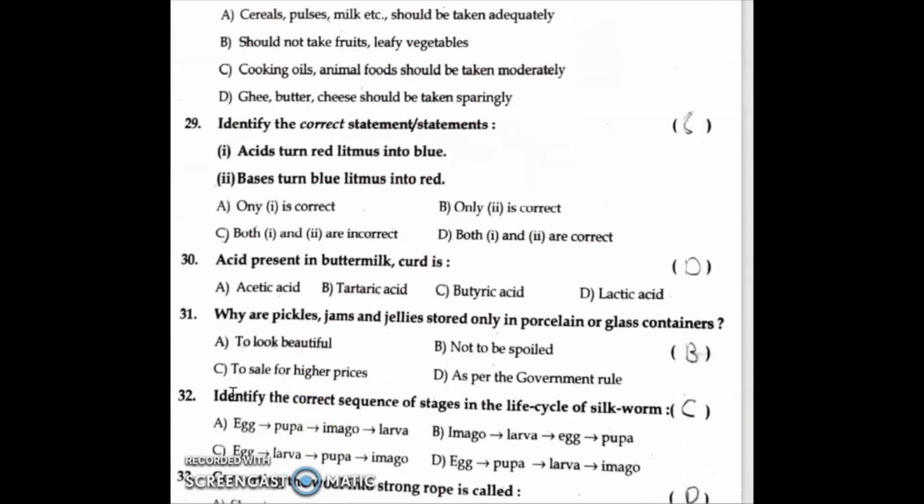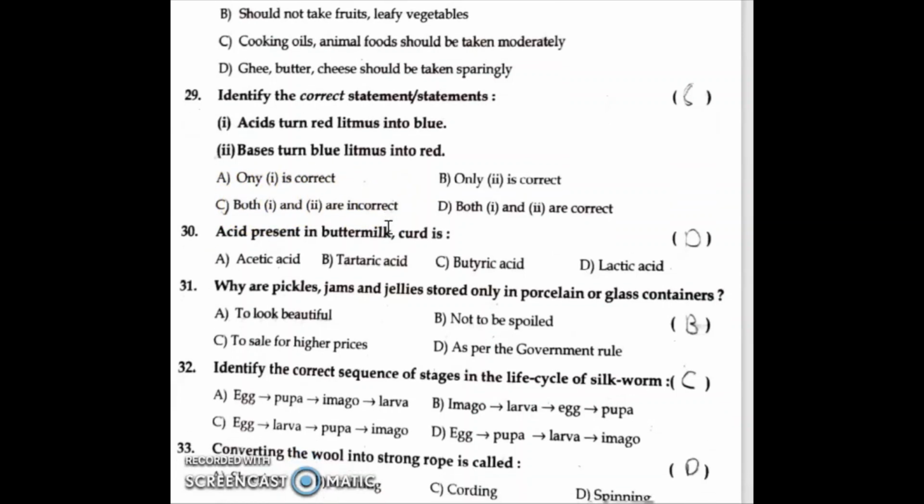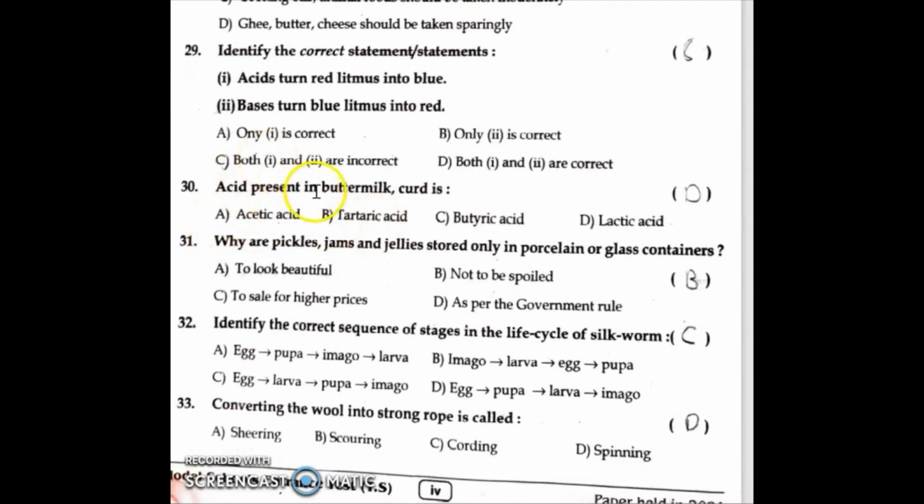Identify the correct statement or statements. 1. Acids turn red litmus to blue. 2. Bases turn blue litmus to red. Here, C, both 1 and 2 are incorrect, is the correct option. Acid present in buttermilk is D, lactic acid. Why are pickles, jams and jelly stored in porcelain or glass containers? B, not to be spoiled.